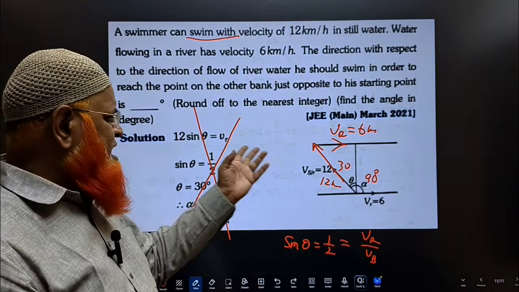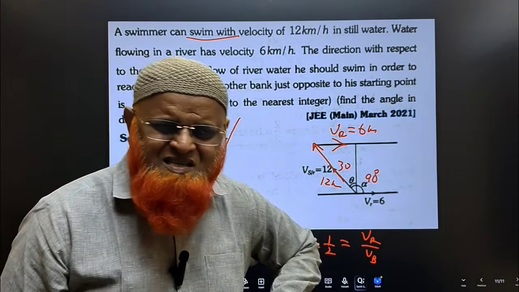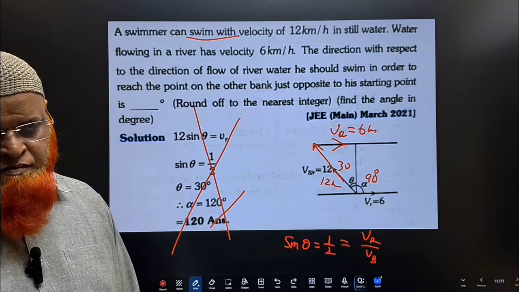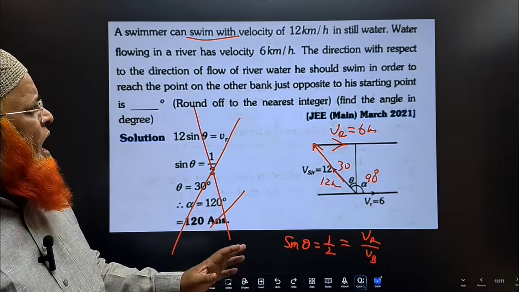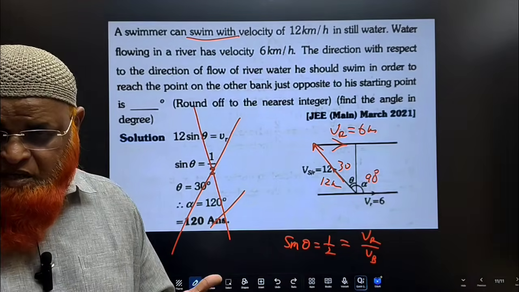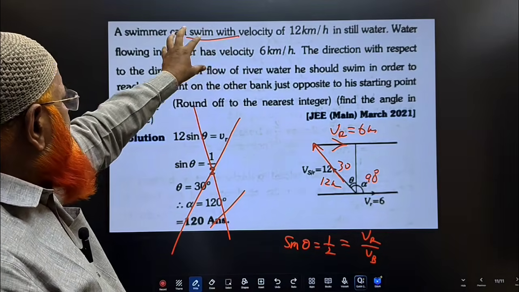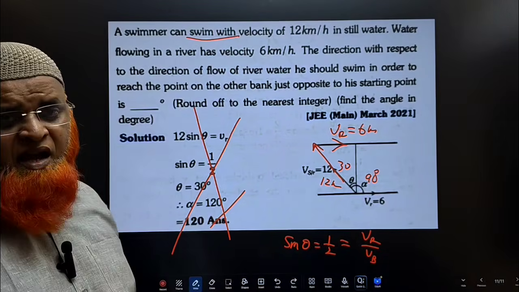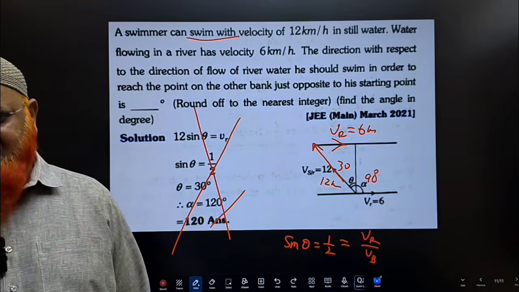You will apply sin theta, cos theta, tan theta, what is the necessity of all this? Nothing is required now, only common sense. I will not do this problem. My students will see: what velocity of river is given? 6. Boat is double, so 30.